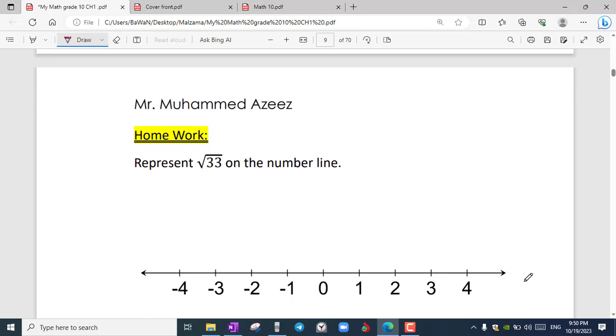Homework: represent radical 33 on the number line. Radical 33 is between 36 and 25, so it's 5 point something. It will be around here.